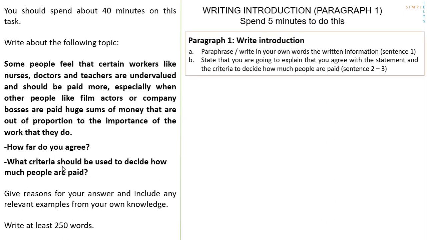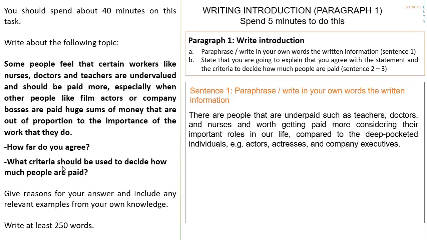In the introduction, there are two things that you have to do. First is to paraphrase, or write in your own words, the written information in the first sentence. And second, state that you are going to explain whether you agree or disagree with the statement and the criteria to decide how much people are paid in the second and third sentence. Or in the second sentence only is fine. So this is an example of how we paraphrase the written information. This is the written information.